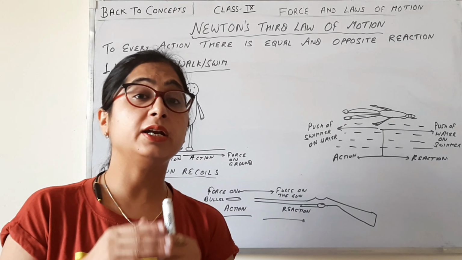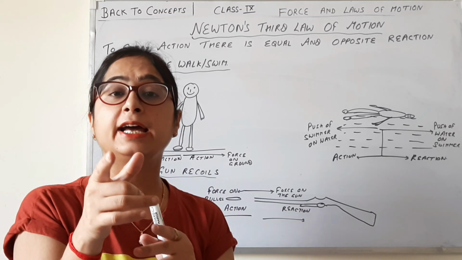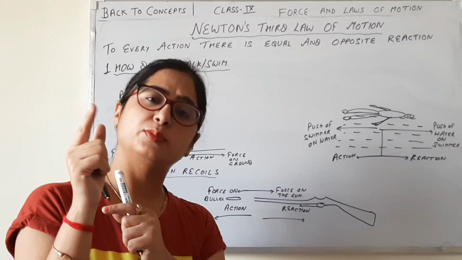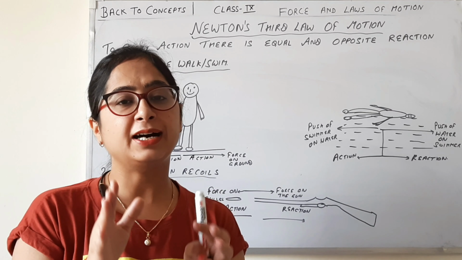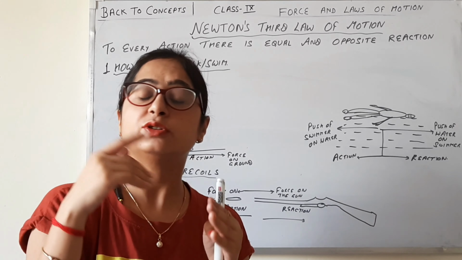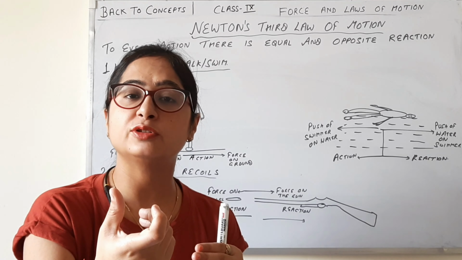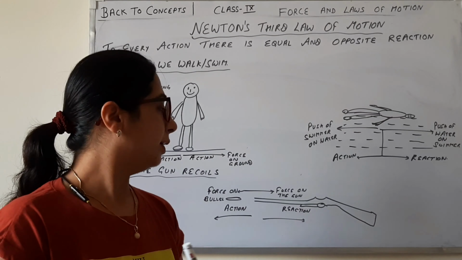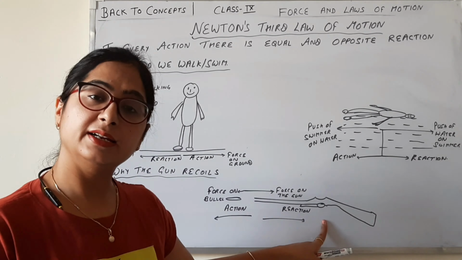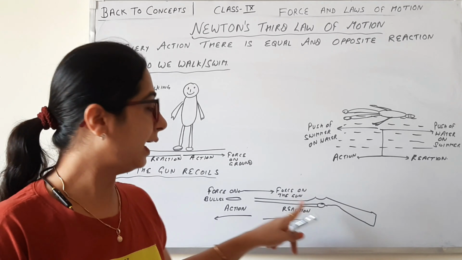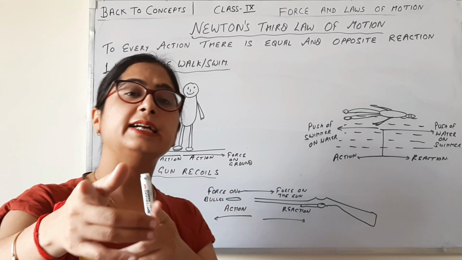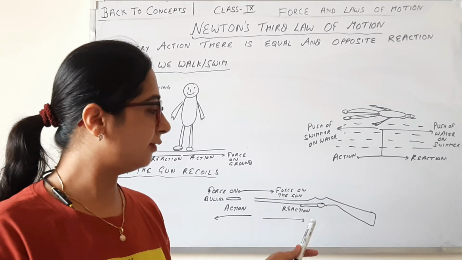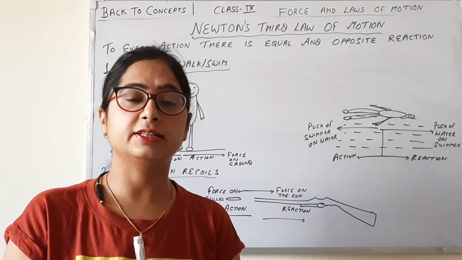But the bullet moves with a high velocity and it can kill a person, while the gun recoils only a little. This is because the mass of the bullet is very small, so it moves with a high velocity and can injure a person badly. But the mass of the gun is very high as compared to the bullet, so that's why the recoil is very small. This is the conservation of momentum, which we will discuss in a further video.